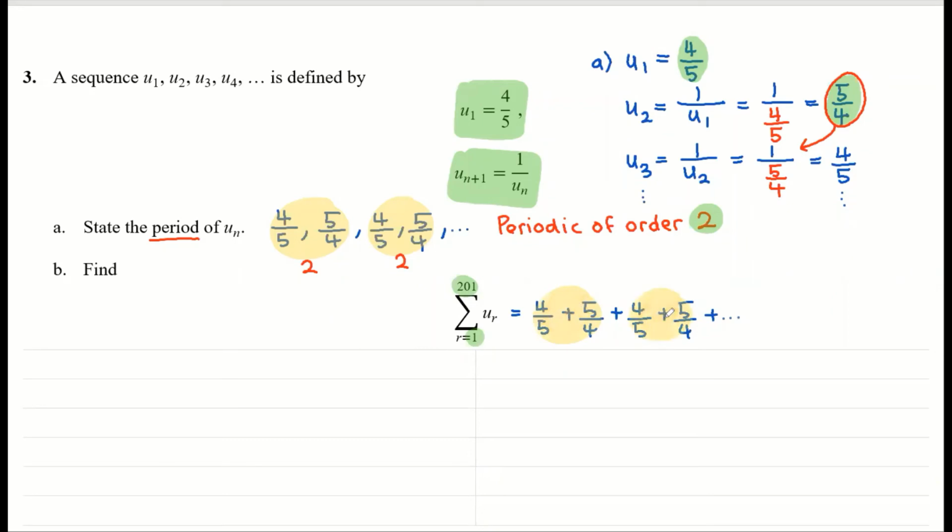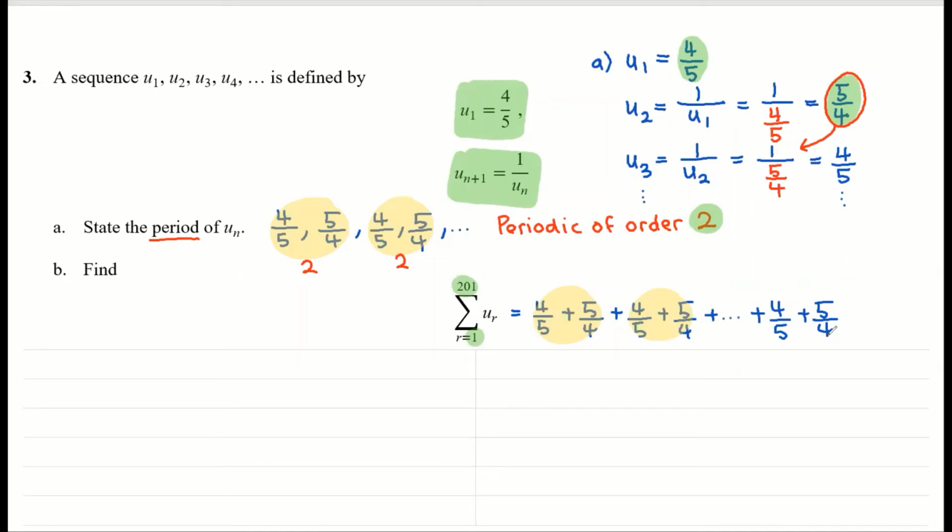So there'd be 100 of those pairs that I've just highlighted in yellow. This means that we're going to have an extra one. So the final term, just to finish this off and hopefully give you a good indication. So it's going to carry on and on and on. So 4 over 5 plus 5 over 4.